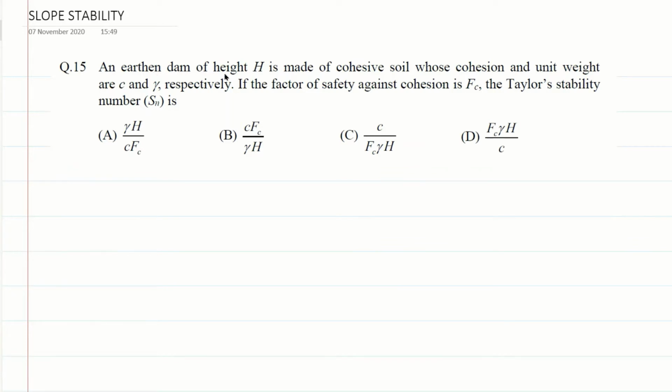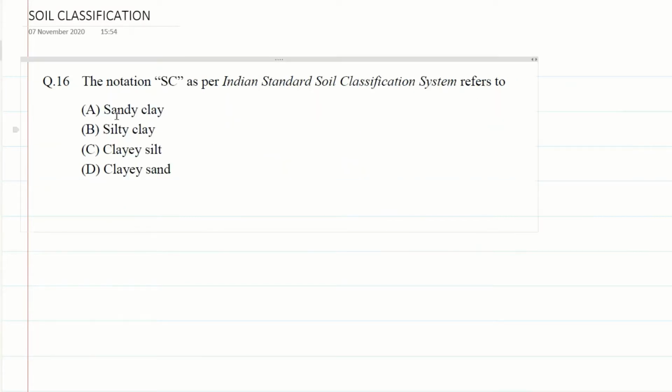An earthen dam of height h is made of cohesive soil whose cohesion and unit weight are C and gamma respectively. If the factor of safety against cohesion is Fc, the Taylor stability number Sn is given by, so Taylor stability number Sn is generally represented as C by Fc into gamma h. Right? So the option C is correct. So now we quickly move on to the second question.